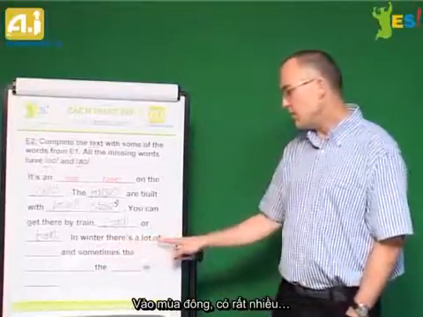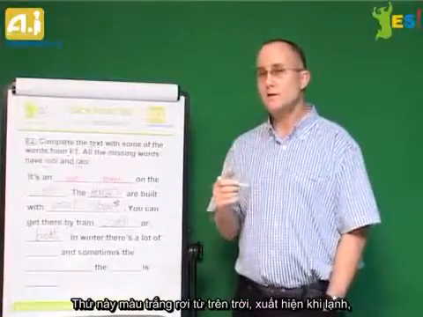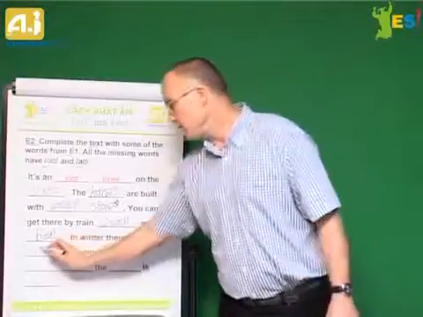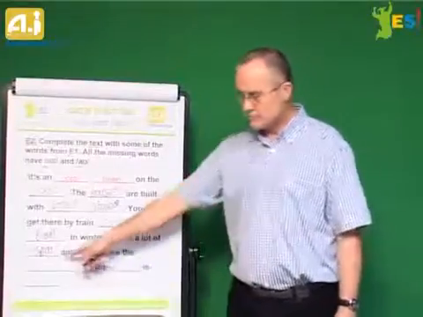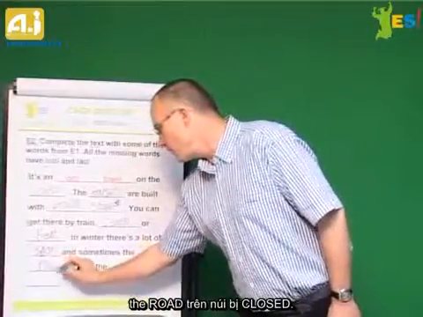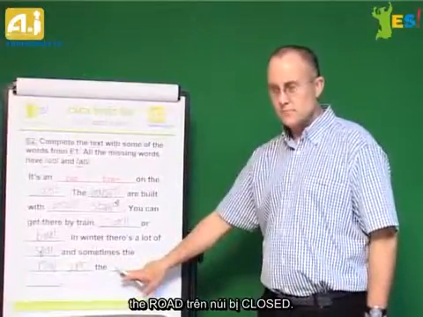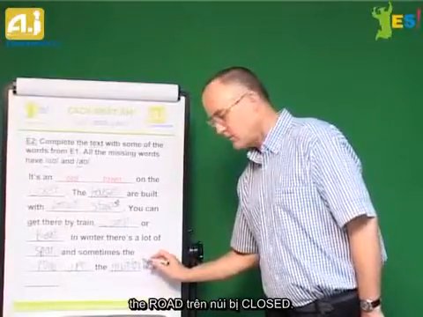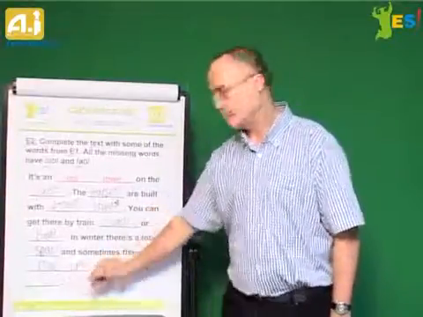In winter, there's a lot of. This is white. It comes from the sky, and it almost always has to happen when it's cold. Sure. Snow, and sometimes the road over the mountains is closed.